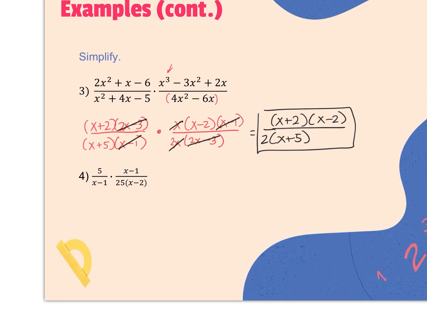We keep going, we get to the next one, and obviously the first fraction is fully simplified, nothing to do there. The second one's fully simplified too, so really there's nothing to do there. I just have to look at it, and I know that x plus 1 and x minus 1 and x minus 1 are going to cancel, and I know that 5 is divisible by 5 one time, and 25 is divisible by 5 five times. So my answer is going to be 1 over 5 times x minus 2. And that's the answer there.